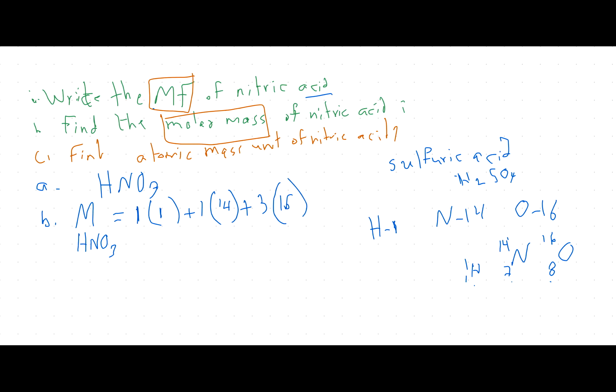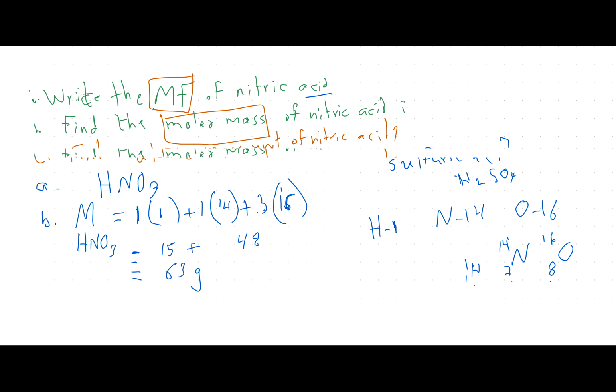Okay, so now just add it. Use your calculator. It's very easy. So here it's 1 plus 14 is 15. And here 3 times 16 is 48. Then 15 plus 48, and I will get it here, it will be 63. 63 what? Gram per mole.